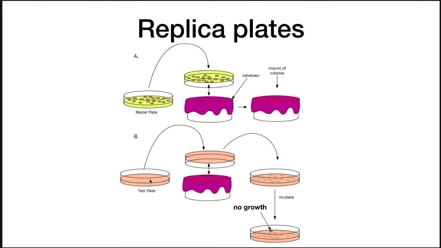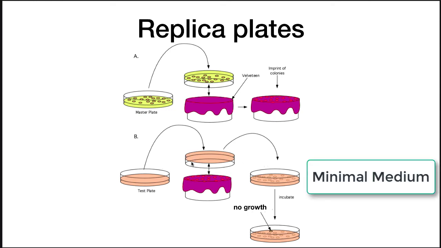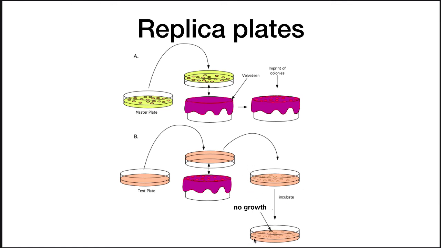You then put it on a test plate, and in this case, the test plate is minimal media without any histidine. So many of the colonies are going to be able to grow on this plate, but there is going to be one colony or maybe a couple of colonies that do not. So this organism cannot synthesize histidine. It can do everything else it has to do, because remember, this master plate was minimal plus histidine. You take away the histidine and it can't grow. So this is now a histidine mutant, the mutant that you're looking for.